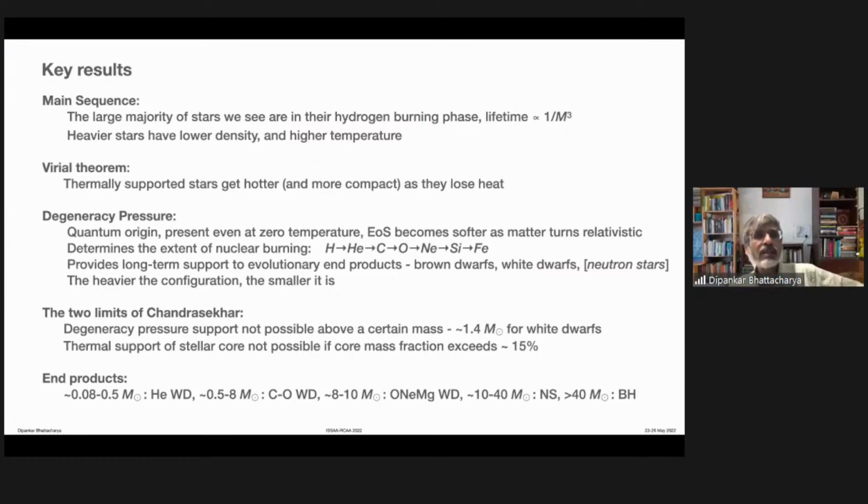So let's then summarize the key results that we have learned so far in this course of lectures. One is that the large majority of stars we see are in their hydrogen burning phase. Their lifetime is roughly proportional to 1 over the cube of mass. Heavier stars have lower density and higher temperature, and they populate the main sequence. The virial theorem told us that thermally supported stars get hotter and more compact as they lose heat.